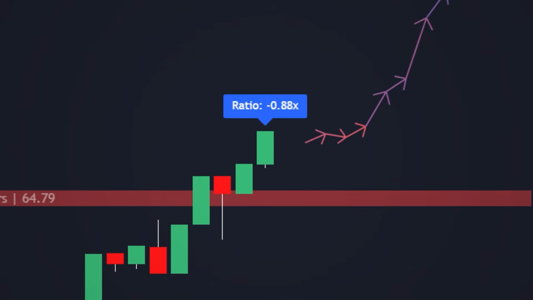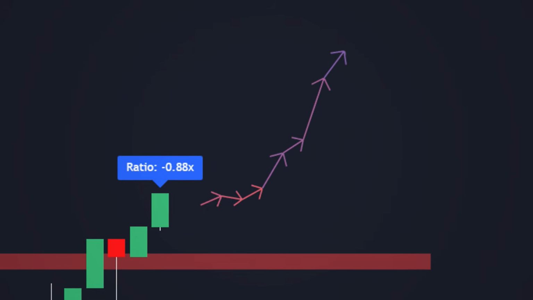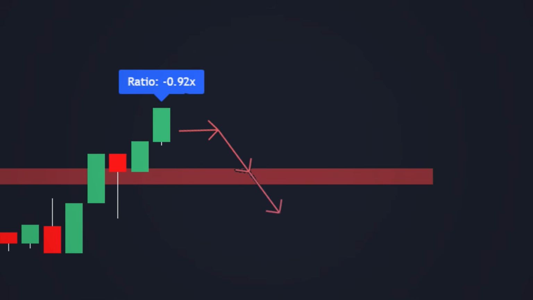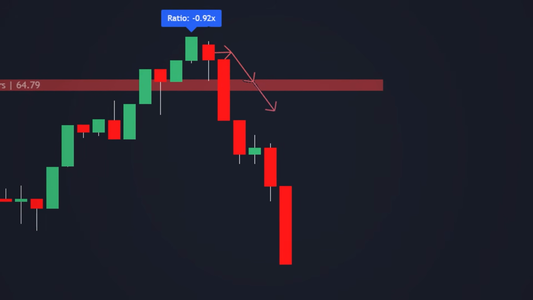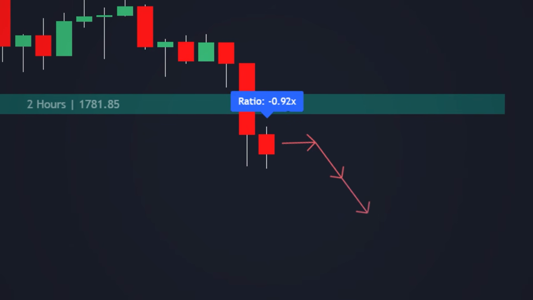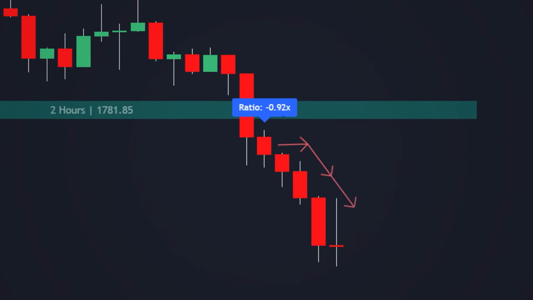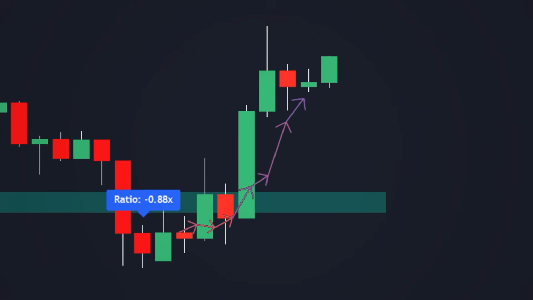For example, if price breaks through a resistance level and the forecast is bullish, that's a strong signal. But if the forecast was bearish, you might want to stay out. Same goes for bearish forecasts. If price breaks through a support level and the forecast is bearish, it's a strong signal. But if the forecast was bullish, you'd want to avoid chasing the breakout.